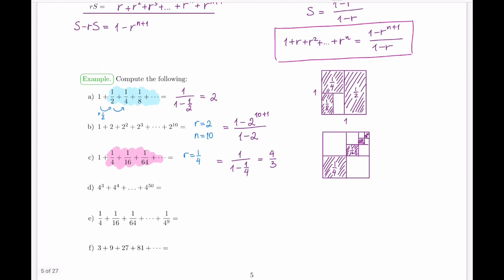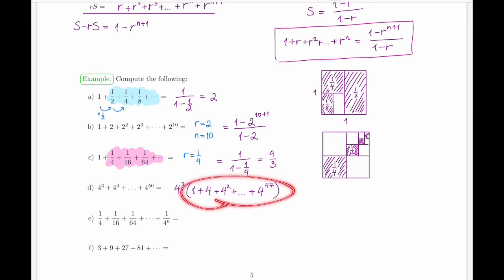One way to do it is to factor 4 cubed out of this expression. If I take 4 cubed out of 4 cubed, I'm going to have 1. If I take 4 cubed out of 4 to power 4, I'm going to have a 4. And then I'm going to have a 4 squared, 4 cubed, and so on. And taking 4 cubed out of 4 to power 50, I'm going to have 4 to power 47 left.